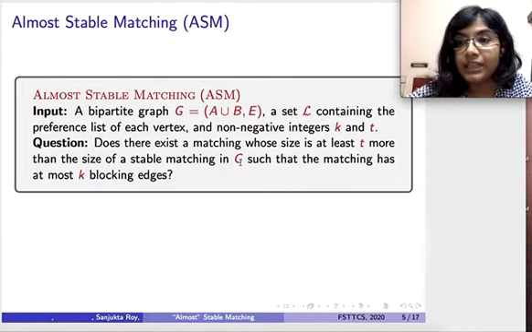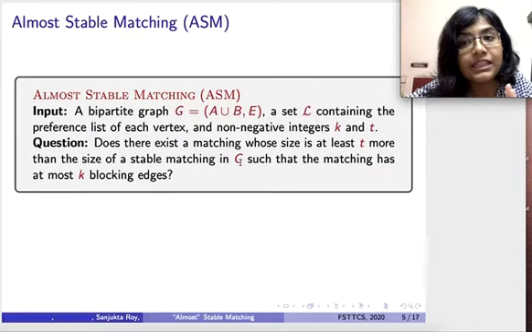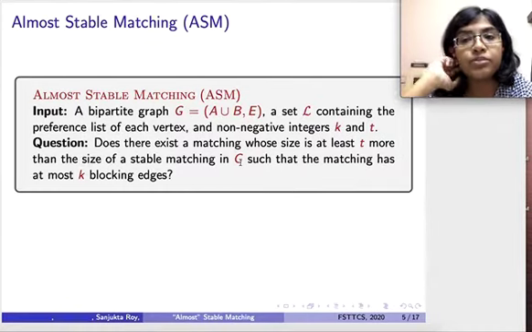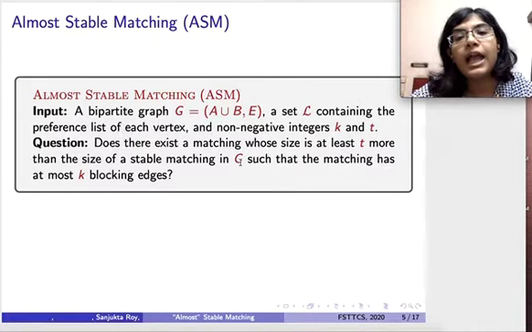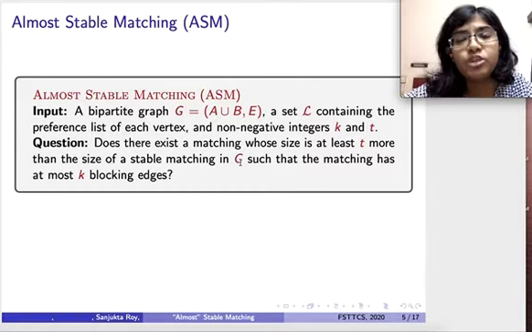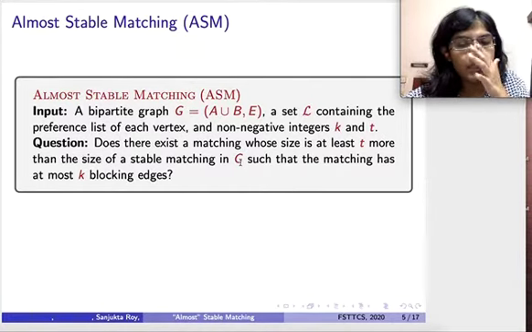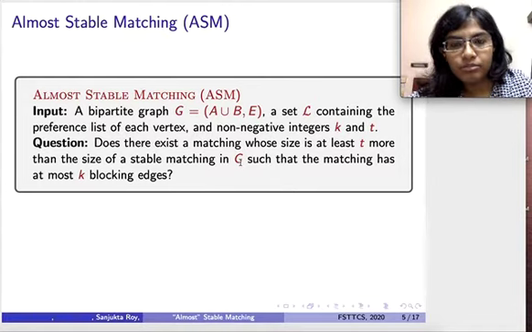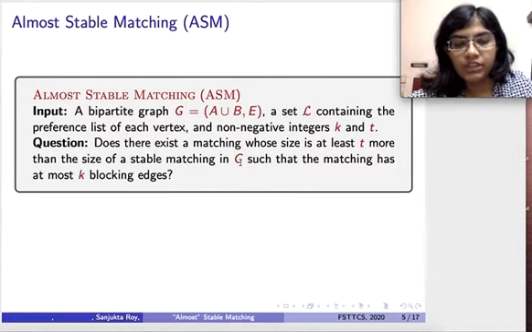As I said, every stable matching in G matches the exact same set of agents, so it has the same size, right? So I want to increase that. I want to find a matching whose size is t more and has at most k blocking edges. This problem is known as the almost stable matching problem, because we are allowing a small number of blocking edges, and we want to increase the size.